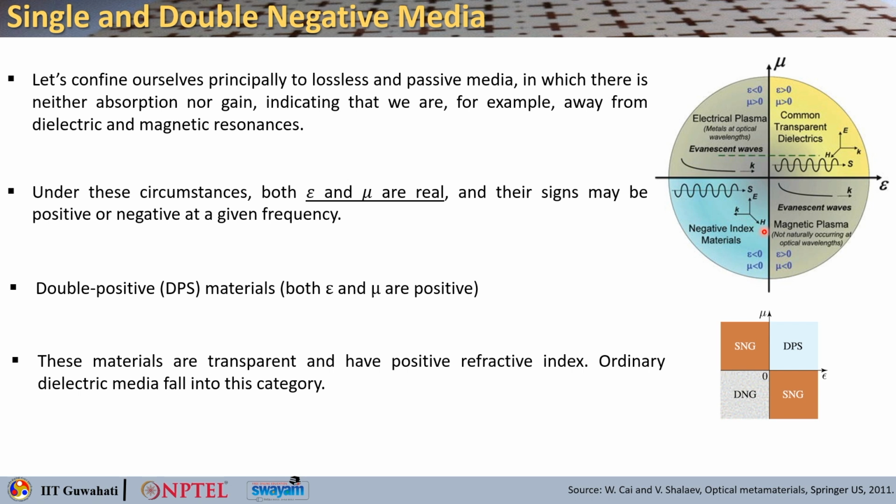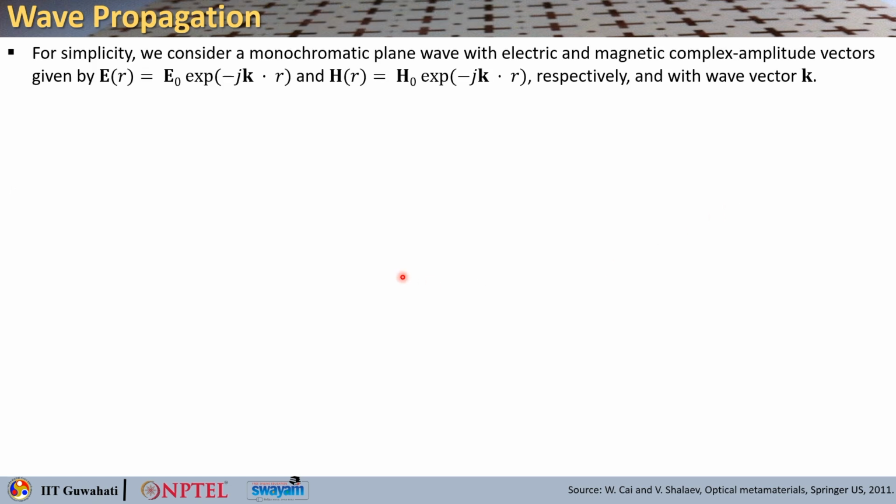You have E and H, but you have K pointing in the other direction, whereas the Poynting vector goes in the same direction. Okay, we will come to that. So, let us consider the wave propagation characteristics.